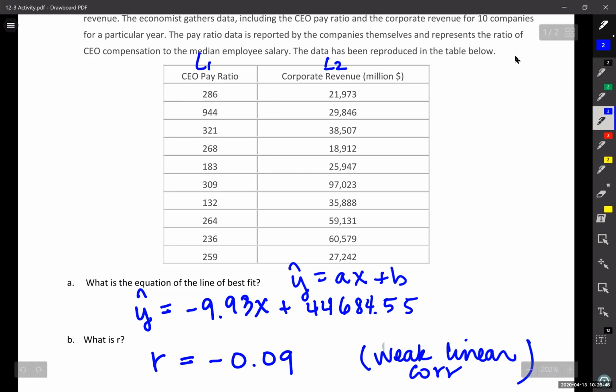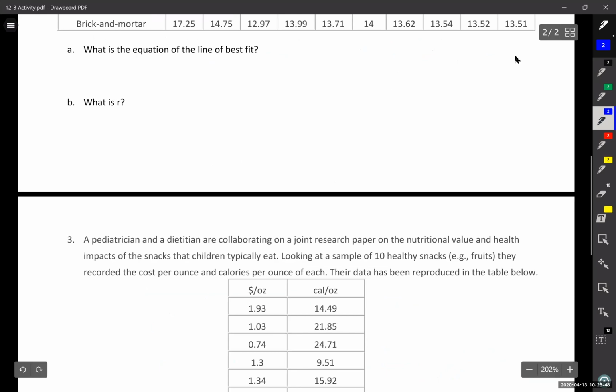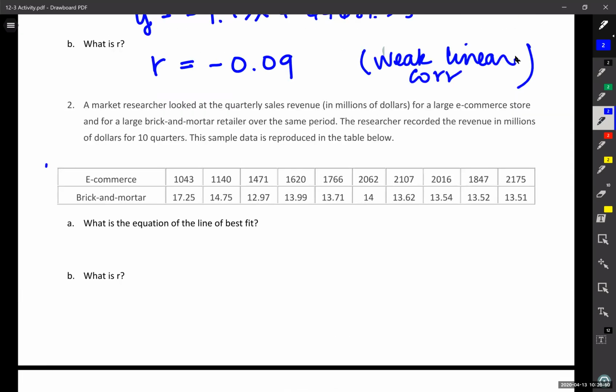All right, too fast. Next one, we have our e-commerce in our L1, that's our X's. Put a little X here.